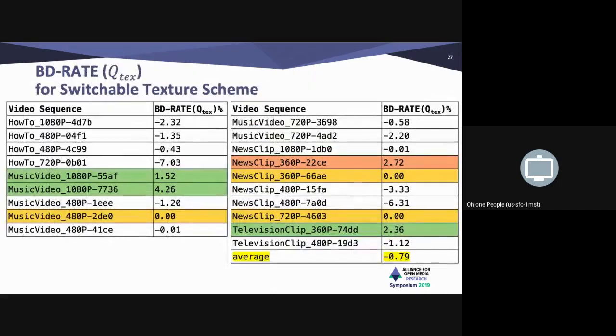Next, we used our Q-text to measure how well this switch mode works. What I'm highlighting here is the yellow part, which essentially says that we're not seeing any changes in terms of the BD rate. This corresponds to the previous table, where indeed for these sequences, the texture mode is not being enabled.